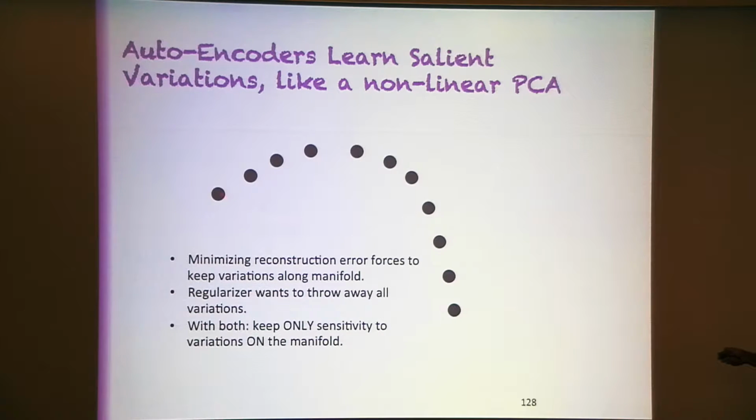So let's assume again that we have this simplified picture of examples laid down on some low-dimensional manifold. And we have an example here. And the training criterion is going to have essentially two parts. One which is going to say minimize reconstruction error, and the other which is going to be some kind of regularizer.